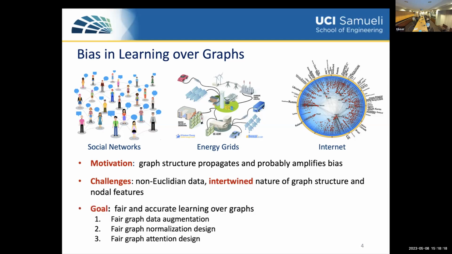So here the goal of our work is to study how we can carry out fair and accurate machine learning over graphs. Specifically, I will focus on several different techniques: graph data augmentation, normalization design, as well as attention design. And we will see how.